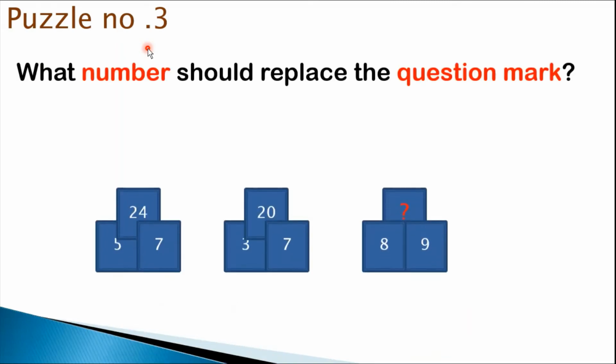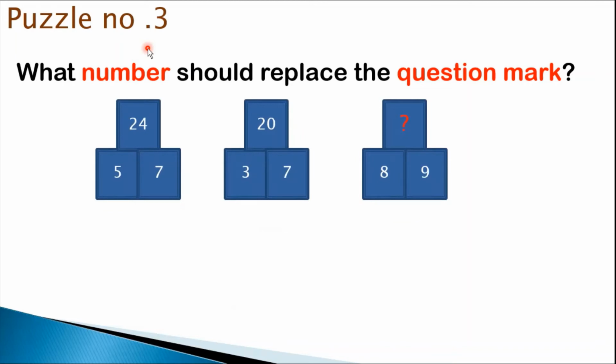Puzzle number 3. Just hurry up. If you find the answer, you can immediately comment it, and you can put the puzzle number so that we can relate the answer as well. Let's say you got the answer for puzzle number 3, you can put puzzle number 3 and what is the answer. What number should replace the question mark? You have these three sets of data and your time starts now.